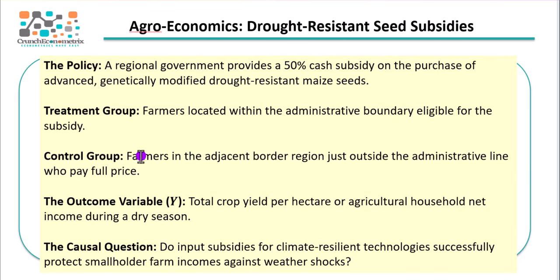Control group, this will be farmers in the adjacent border region just outside the administrative line who will pay full price. Outcome variable in this example can be the total crop yield per hectare or agricultural household net income during a dry season. You can frame your causal question this way. Do input subsidies for climate-resistant technologies successfully protect smallholder farm incomes against weather shocks? So agroeconomics, there you have a DID study that you can use.